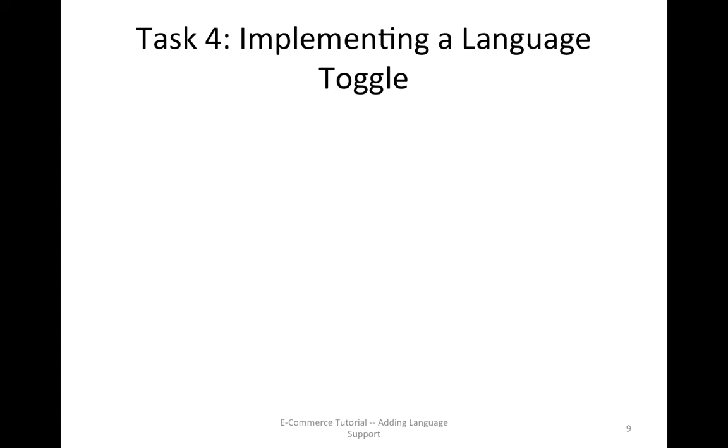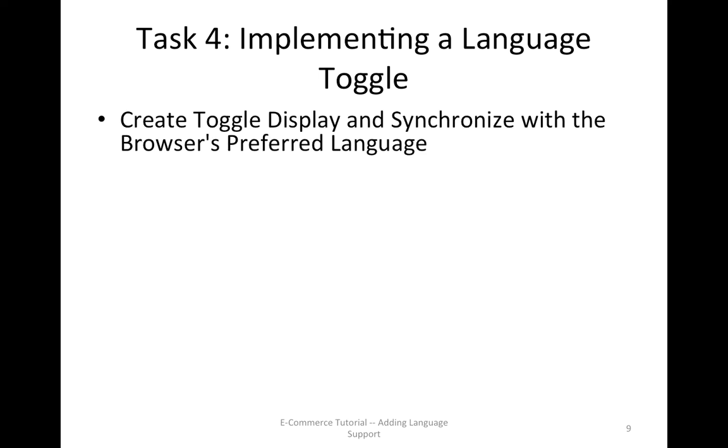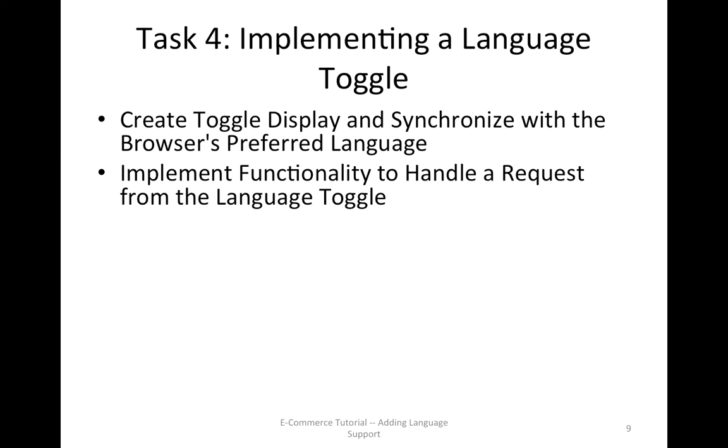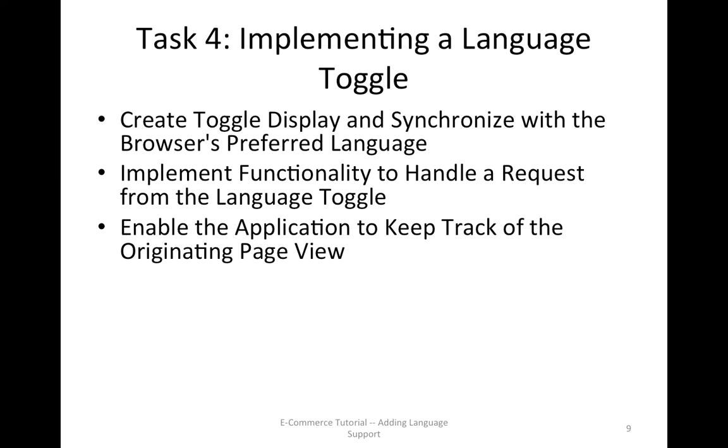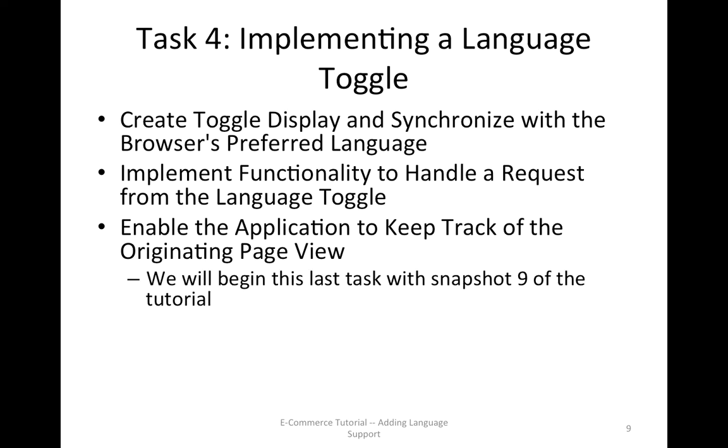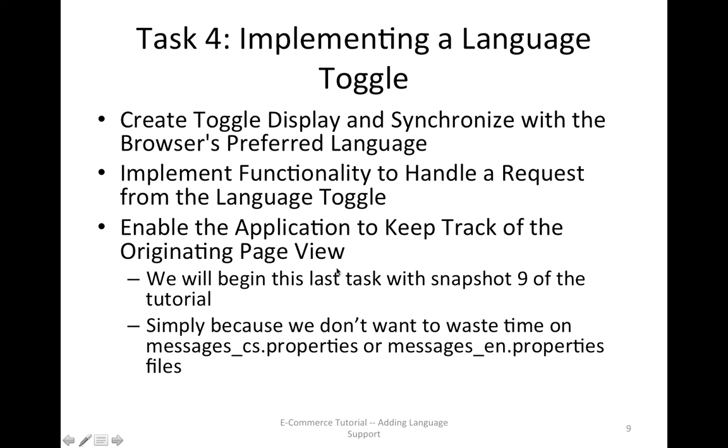Our last task is to implement a language toggle. We divided this task into 3 parts. First, we create the toggle display and synchronize it with the browser's preferred language. Then we implement the functionality to handle a request from the language toggle. Finally, we enable the application to keep track of the originating page view. For example, if the user switches the language choice in the category page, then he's supposed to still stay in the category page after the language display changes. So we will begin this last task with snapshot 9 of the tutorial, which is the last subtask, which enables the application to keep track of the originating page view. Why do we want to do that? Simply because we don't want to waste time on those two properties files.